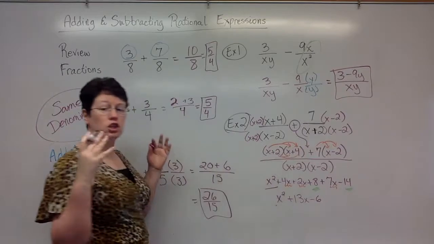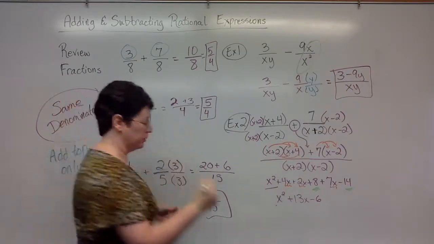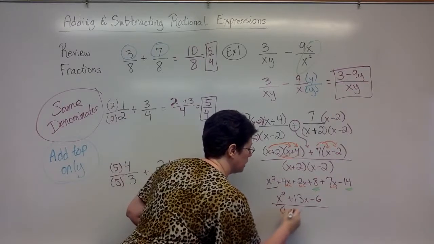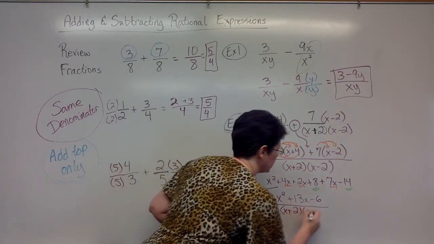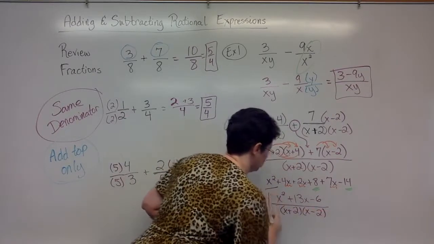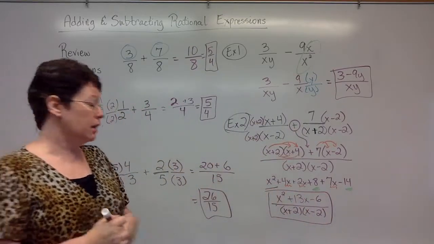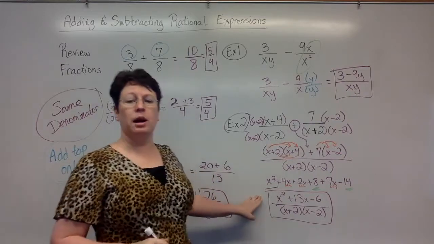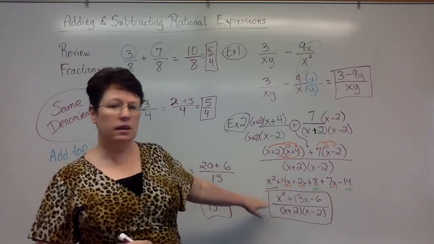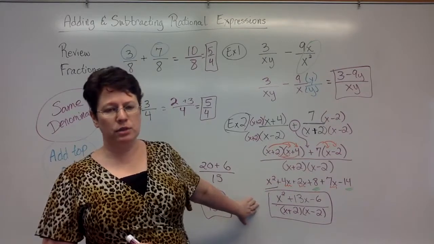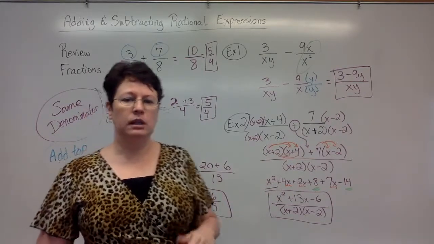Now remember, that's the numerator. That's the top. So I got to put that over what was in the denominator, x plus 2 times x minus 2. There you go. Now, at this point, yes, I might see if I can pull a GCF out. I might see if I can factor this and cancel. But most of these problems, you won't be able to. Let's look at a few more.